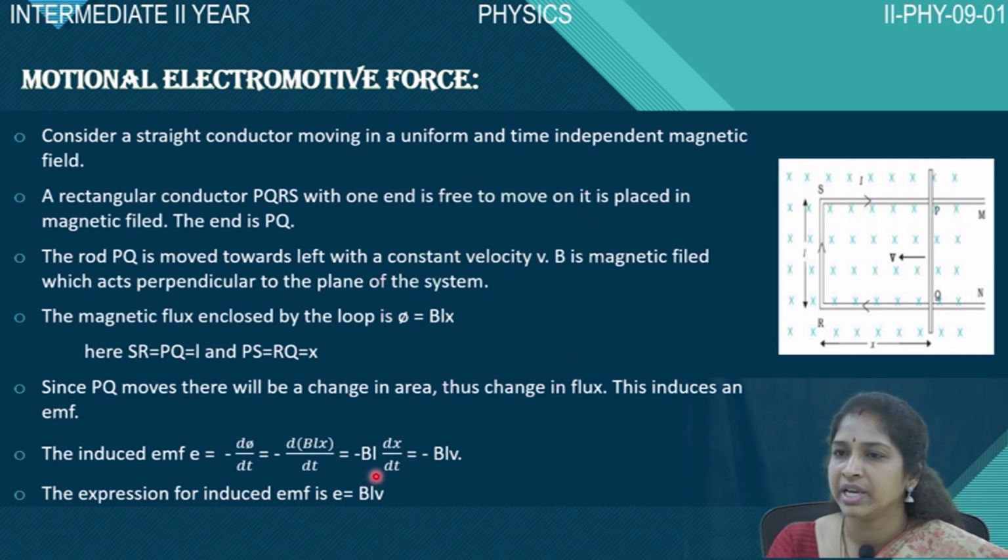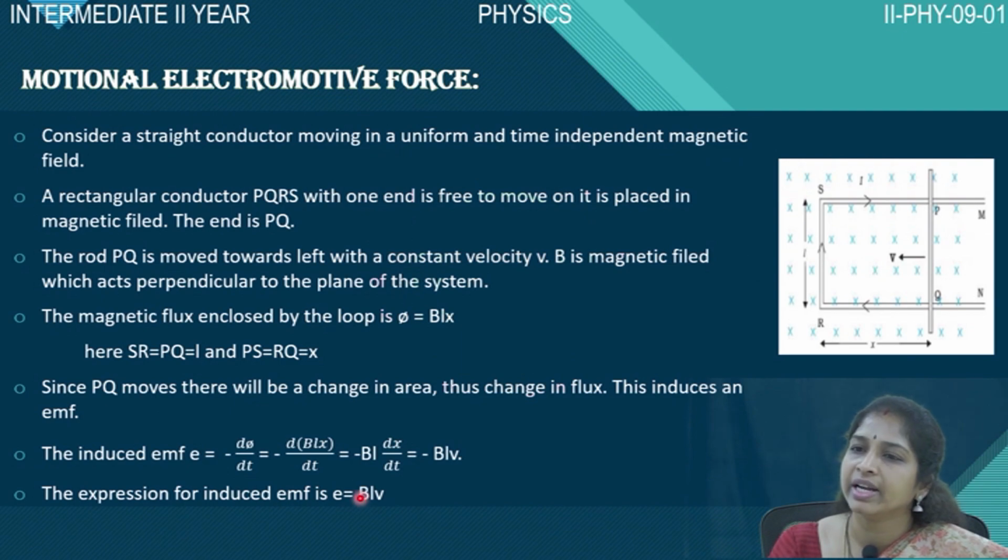So minus BL, we get dx by dt. What is dx by dt? The rate of change of displacement. We know the rate of change of displacement is velocity. So this is v. We get E equals minus BLv. So the expression for motional EMF is E equals minus BLv.